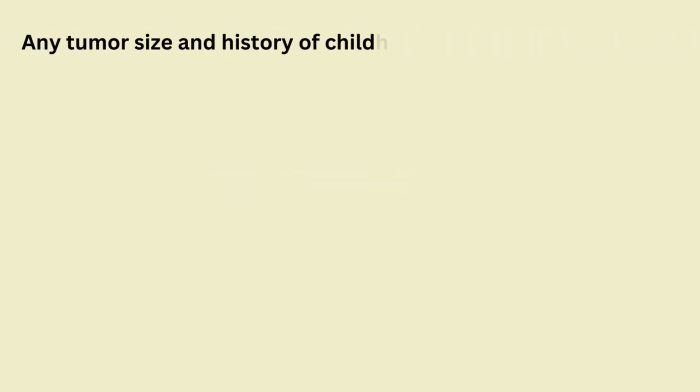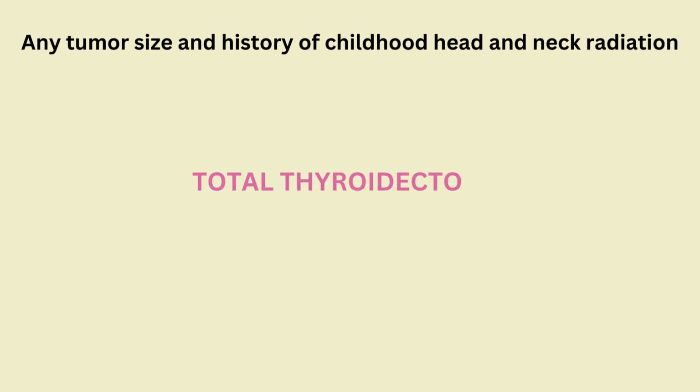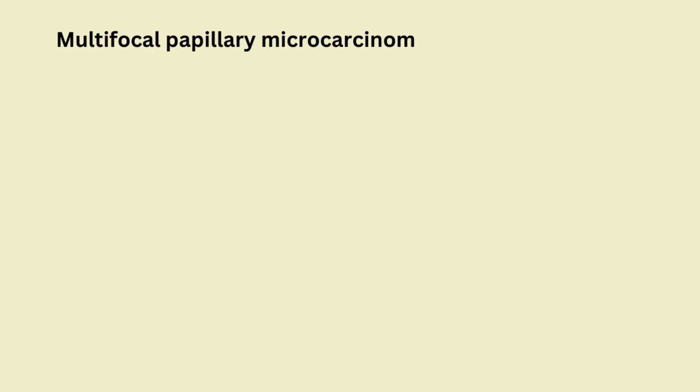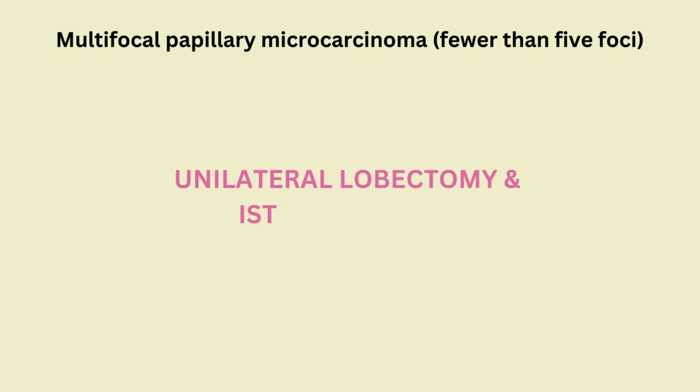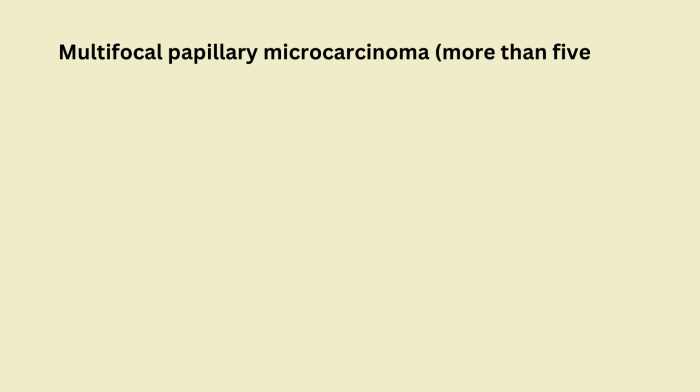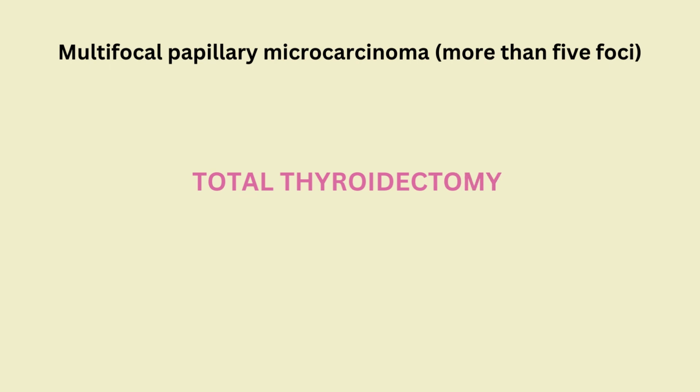In patients with history of head and neck radiation in childhood, total thyroidectomy is the treatment of choice, irrespective of the tumor size. For patients with multifocal papillary microcarcinoma with less than 5 foci, the treatment of choice is unilateral lobectomy and isthmusectomy, whereas when more than 5 foci are noticed, especially if the foci is greater than 8 to 9 mm in size, total thyroidectomy is preferred.